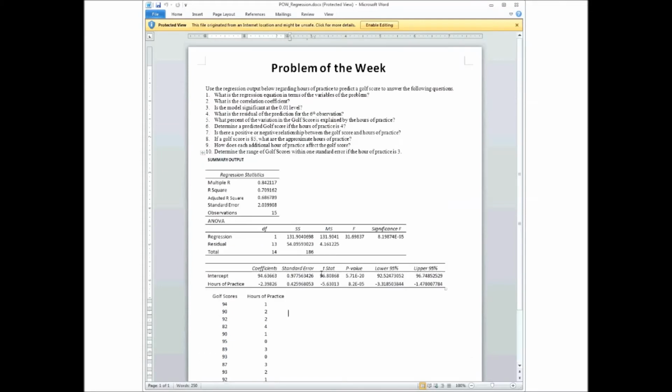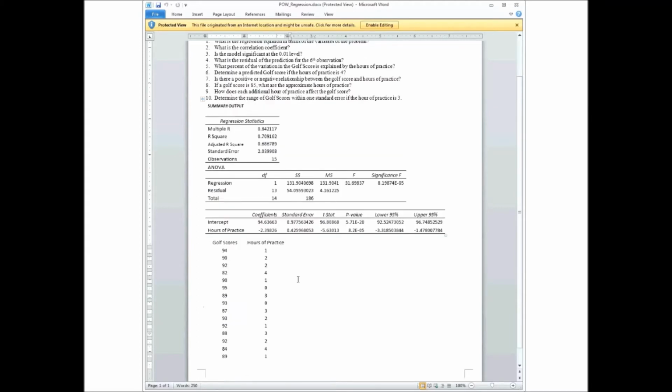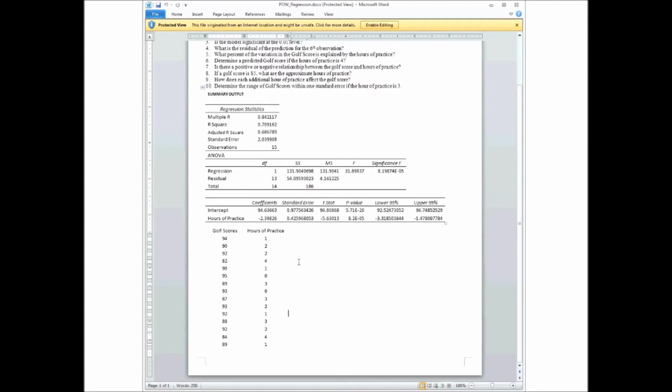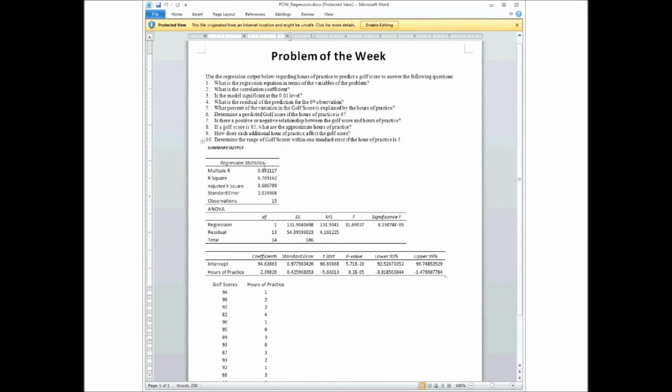The very first thing you need to understand is what is your X value and what is your Y value. You need to know what your independent and dependent variables are. Here, your hours of practice is your independent variable and your golf scores are your dependent variable. Then you go on and answer the 10 questions. If you want to take your time and answer the 10 questions, go ahead and pause the video. I will be explaining a couple of things before I give you the answers.